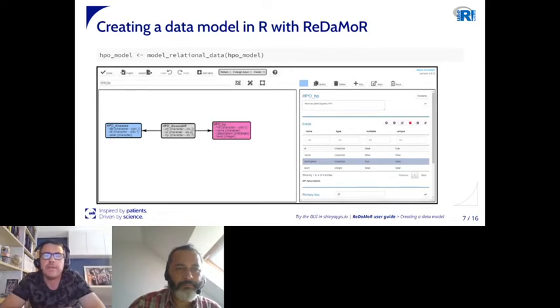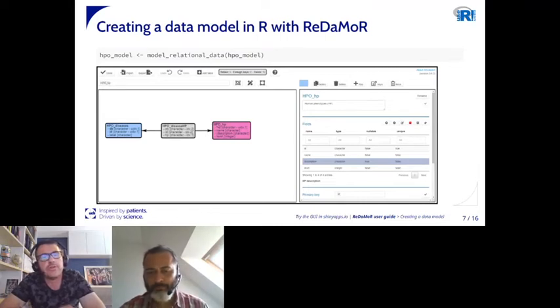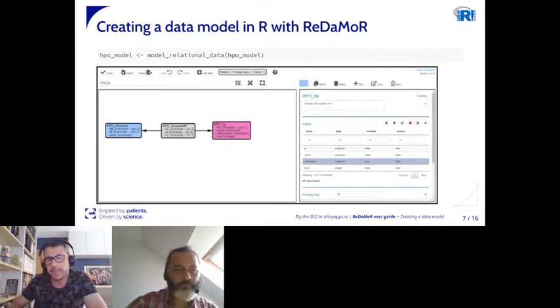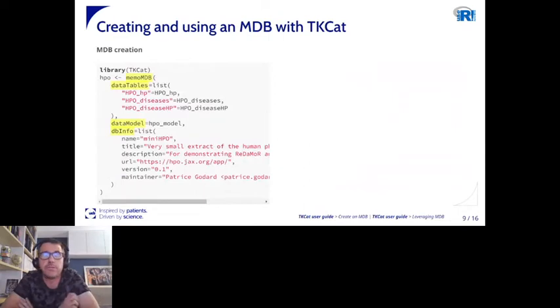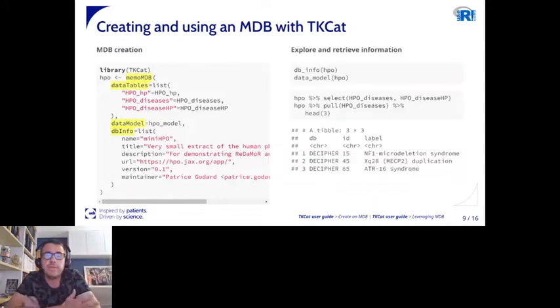Once the data model is created, it can be confronted to the data using the confront data function. This function returns a report that helps to efficiently correct the data or the model when needed. The confrontation of the data model to the data also occurs when creating an MDB, which is achieved as shown on the left. The process of creation of an MDB follows the main features of this type of object I have described before. It takes the data tables, the data model, and some general information. The content of an MDB can then be easily explored and retrieved, as exemplified on the right.